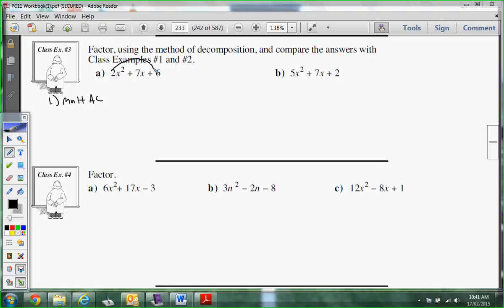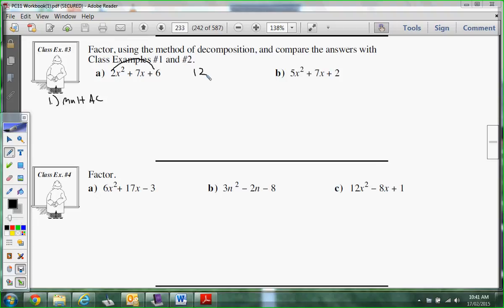Okay. 2 times 6 is 12. Now I kind of write my 12 off here because we're not putting my 12 in the middle. We're not doing anything with the 12 other than using it to break the middle down. Okay? Any questions with that?